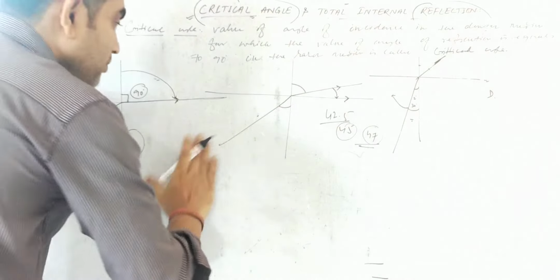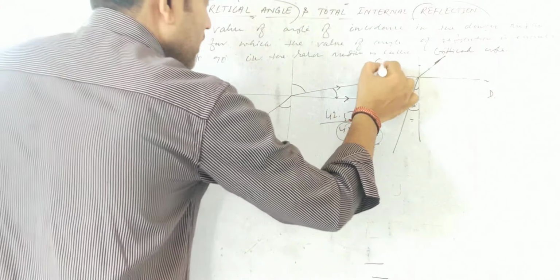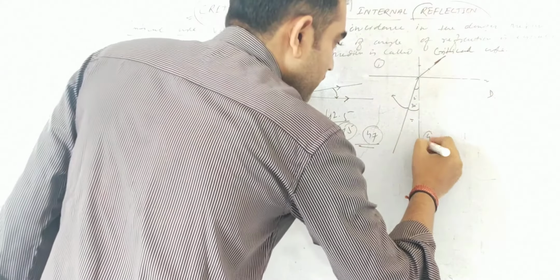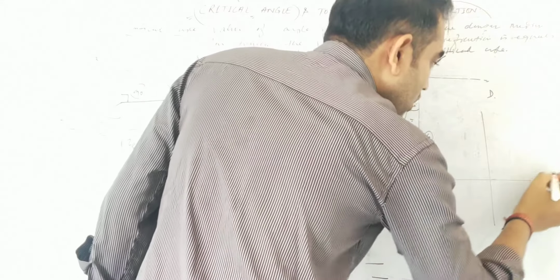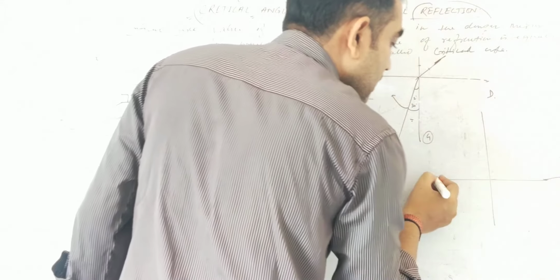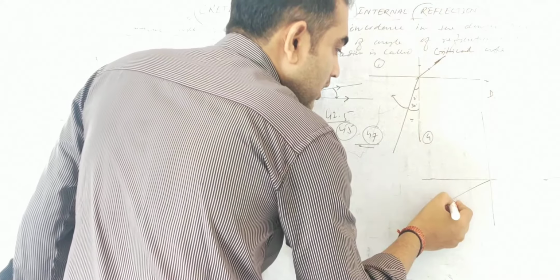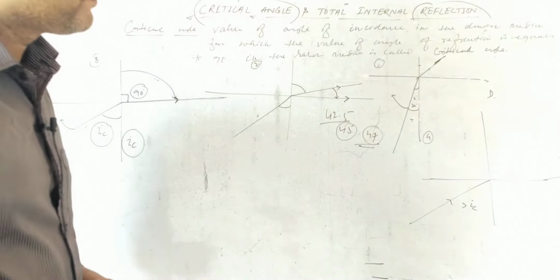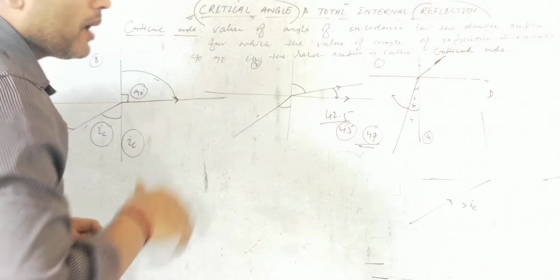So this one is the first diagram, second diagram, third diagram, and this one is the fourth diagram we have. This time the angle of incidence is more than the critical angle. So I increase this one. This one is the angle of incidence and it is greater than the critical angle. Under that situation, what was happening?